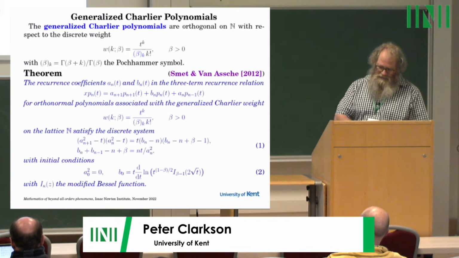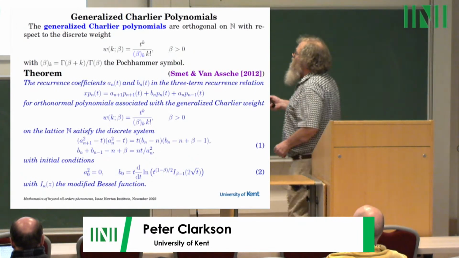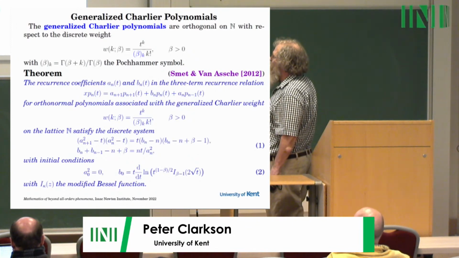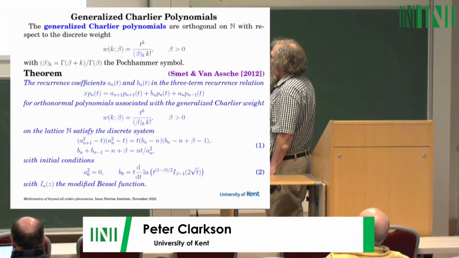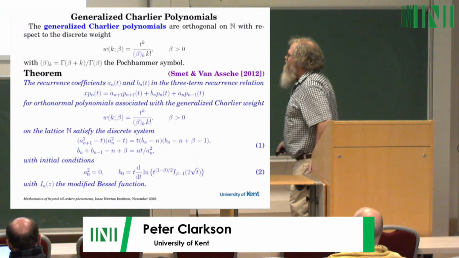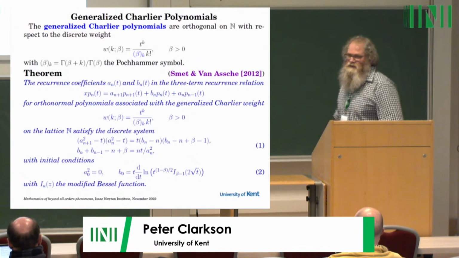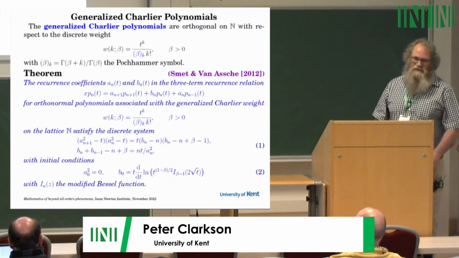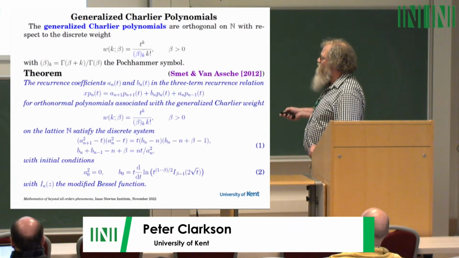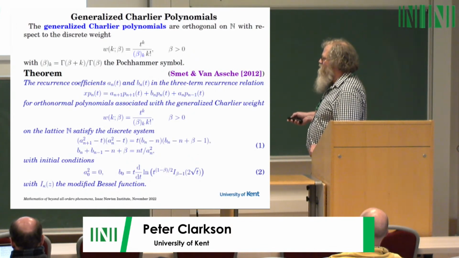And the final example I want to do concerns generalized Charlier polynomials. These are polynomials with regard to this weight here. It's a generalization of the standard Charlier polynomial. And it was written by Smet and Van Assche in 2012 that the recurrence coefficients in the three-term recurrence relation related to these generalized Charlier polynomials satisfy this discrete equation here, a discrete system, and they have the initial conditions in terms of a modified Bessel function.